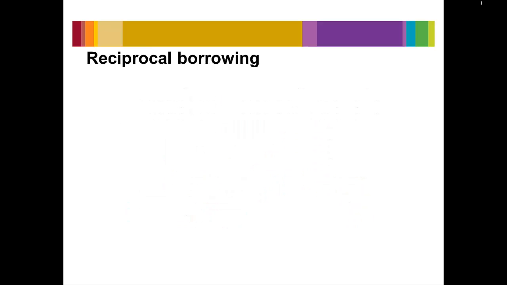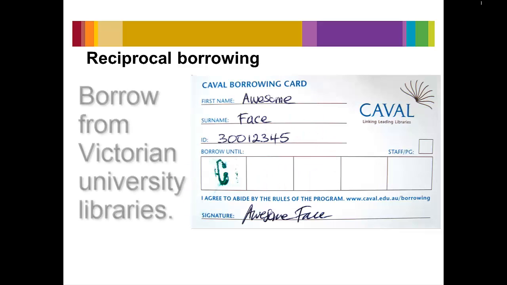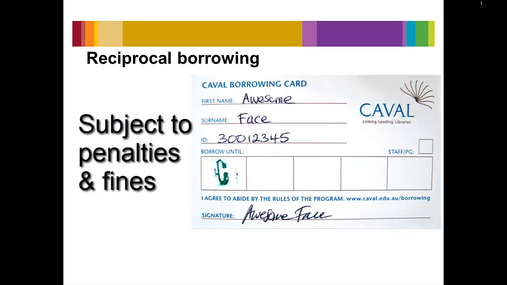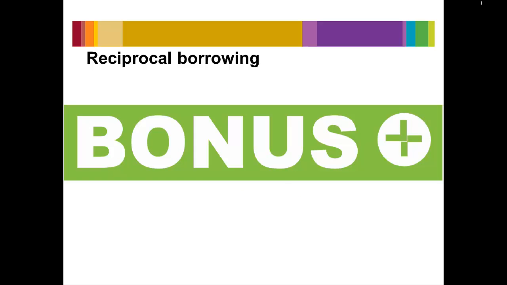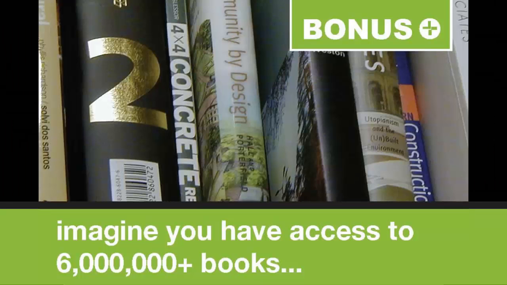The library participates in 2 reciprocal borrowing schemes. The first is Caval. You can apply for a Caval card from the library loans desk. This card will enable you to borrow from other Victorian university libraries. You should be aware, though, that you will be subject to that library's fines and penalties. The second is Bonus Plus. Through Bonus Plus, you can borrow from 10 other university libraries across Australia and New Zealand through the library catalogue. Postage and handling is covered by the UB Library. Bonus Plus will give you access to over 6 million books.